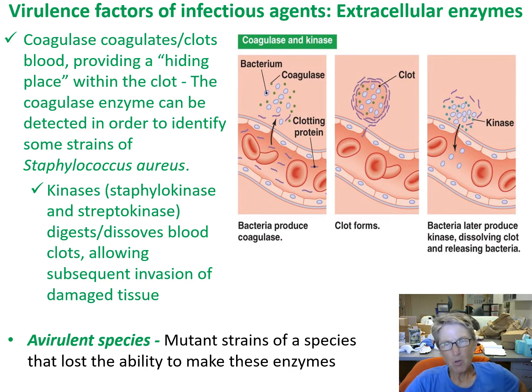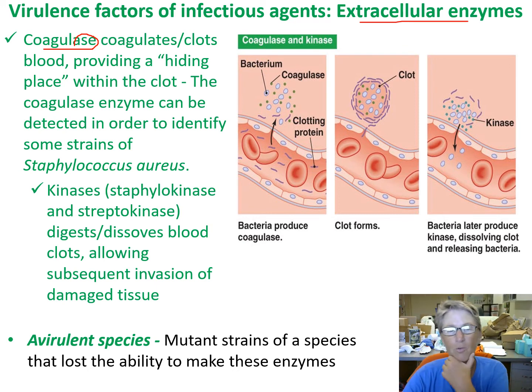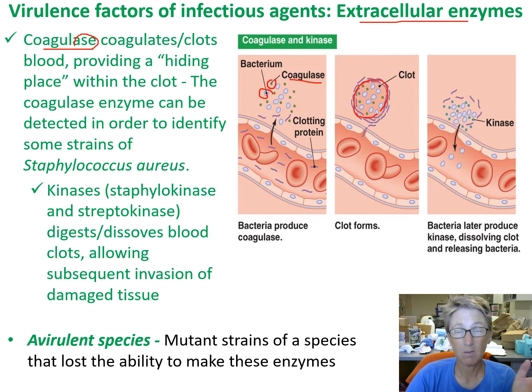Okay, a few more extracellular enzymes would include coagulase. So you can tell by the ase, so you know it's an enzyme. Coagulase actually coagulates or clots the blood, and that allows the bacteria to hide within a clot. So, wow, crafty little devils. So here's the bacterium, here's the virulence factor, the extracellular enzyme called coagulase, causes a blood clot to form, and then look what happens, the bacteria hide inside the clot. Then, I guess, at some point in time, they dissolve the clot with a kinase, an enzyme called a kinase, and now they can get into the blood.